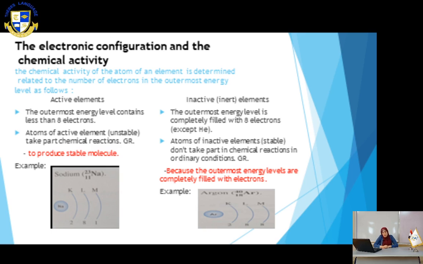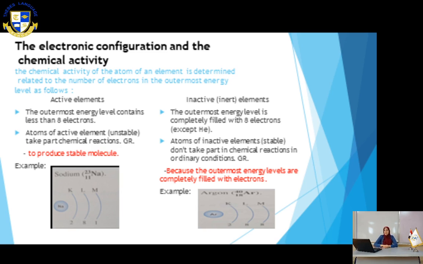We have an example, the sodium atom. We can distribute its atomic number 11 as 2, 8, 1. We can see that the M level only has 1 electron, less than 8 electrons, so the M level is not completely filled with 8 electrons. While atoms of inactive elements are stable and don't take part in chemical reactions because their outermost energy level is saturated by 8 electrons, except helium, as we said before. Example, the argon atom, its atomic number is 18 and it is configured as 2, 8, 8. We can notice that the M level is completely filled by 8 electrons.